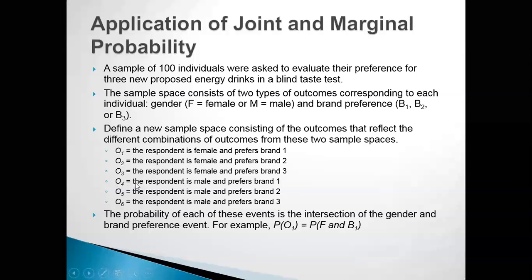And the fourth outcome is what? The respondent is male and prefers brand 1. And the fifth outcome is the respondent is male and prefers brand 2. And the sixth outcome again: the respondent is male and prefers brand 3. So what we have to do is separately calculate the probability of each outcome. The probability of each of these events is the intersection of the gender and brand preference events, right?